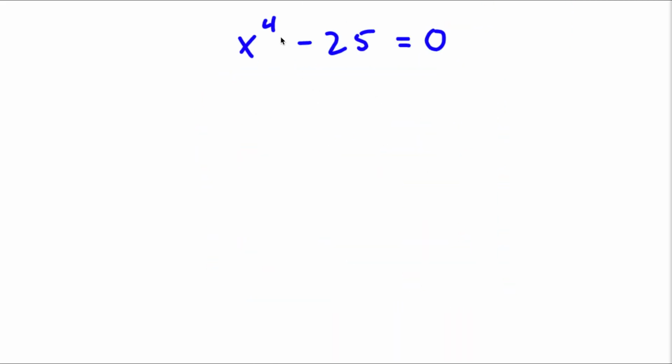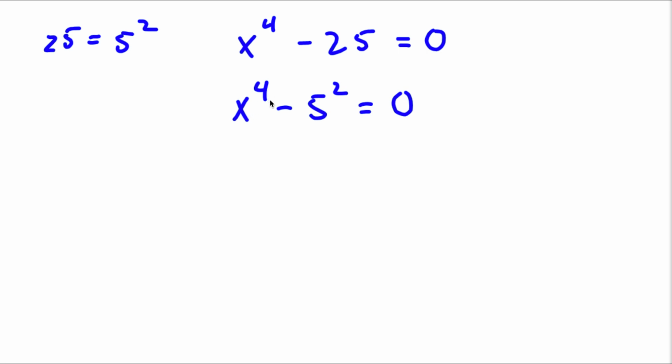Alright, so I have x to the power 4 minus 25 is equal to 0. Now 25 here is the same thing as 5 squared. So now if I replace 25 with 5 squared, I get x to the power 4 minus 5 squared is equal to 0.